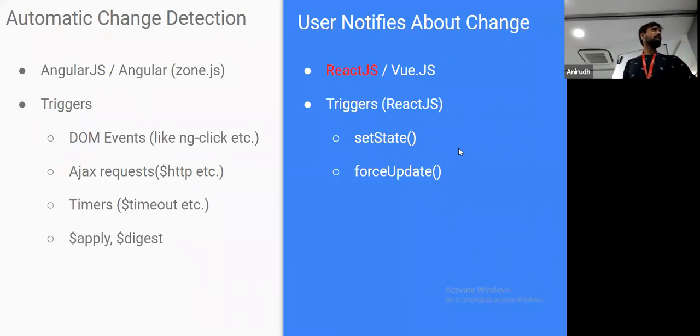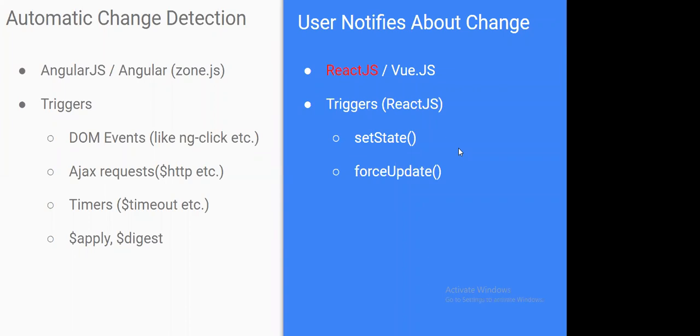There are four things that Angular needs to check: DOM events, AJAX requests, timers, and the applied edges cycles. But in case of React, there are only two things through which the changes are done: setState and forceUpdate. So in this case, React clearly has an advantage over Angular or AngularJS.